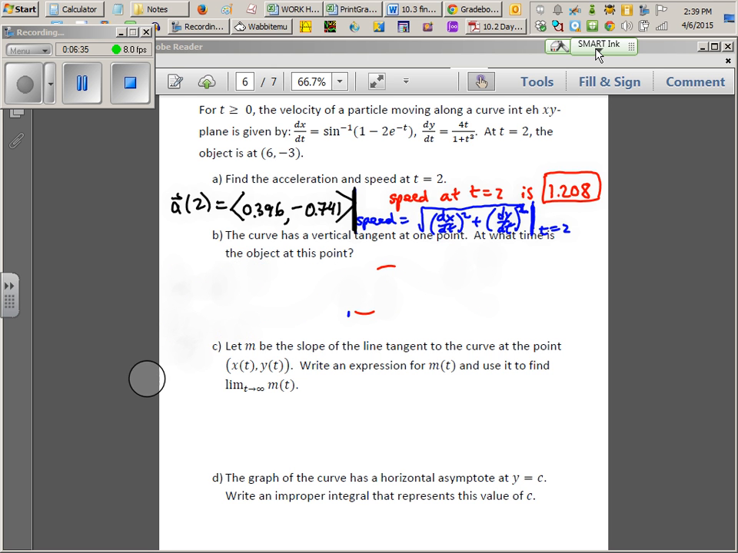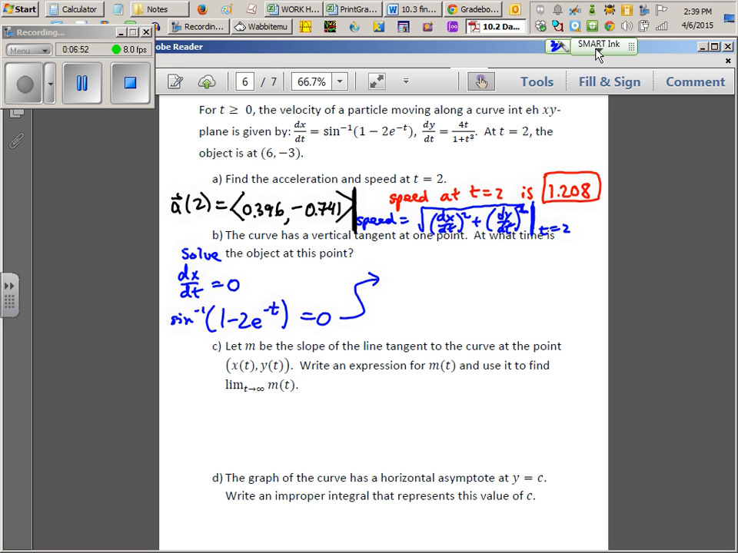So you can memorize that if you want, but a vertical tangency will occur when dx/dt is 0. So dx/dt equals 0. That's what we want to solve. Okay, well, dx/dt was actually given. There's inverse sine of 1 minus 2e^(-t). So you set this equal to 0, you actually will get this solution.